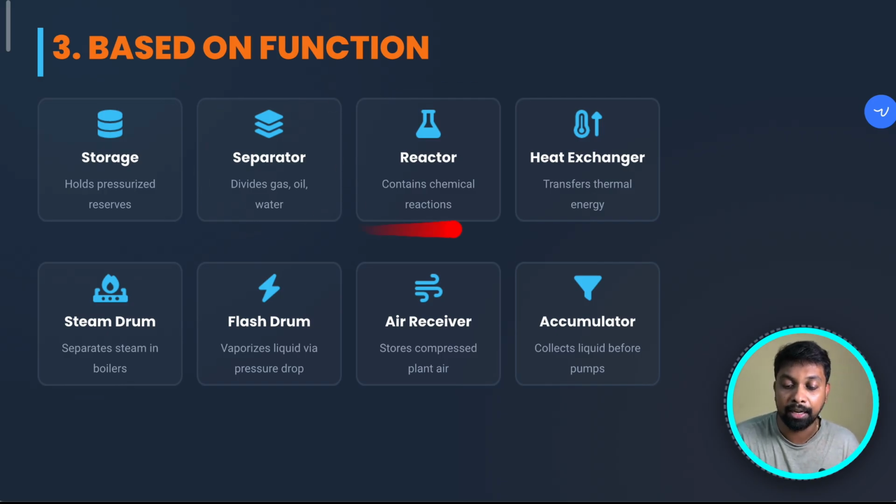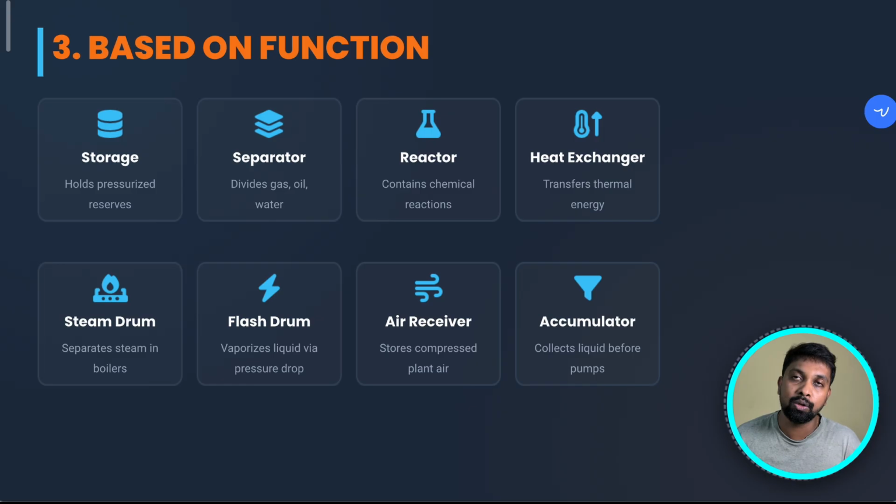And for the reactor, two different kinds of reaction have to happen inside a particular pressure vessel. And the heat exchanger needs to transfer thermal energy from one fluid to another fluid. That is the heat exchanger. And steam drums are mostly used to separate the steam from the water. It is mostly used in boilers.